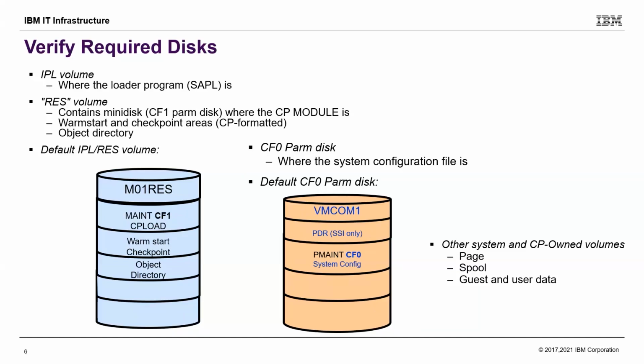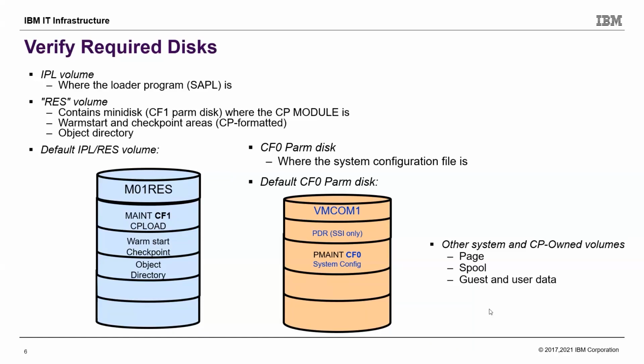The other thing that's on the VMCOM1 volume is the persistent data record, or PDR. This is critical if you're running an SSI cluster. The PDR contains data about the cluster, and maintains the status of the cluster and all of the member systems. So that's critical if you're going to be running an SSI cluster.